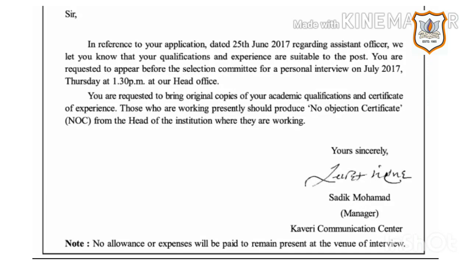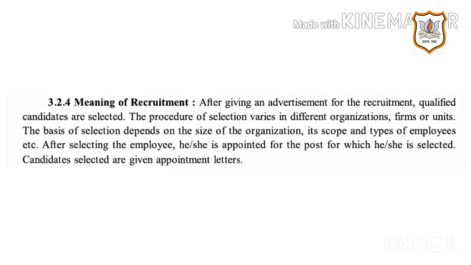Then on the left hand side, note, no allowance or expenses will be paid to remain present at the venue of interview. Meaning of recruitment.